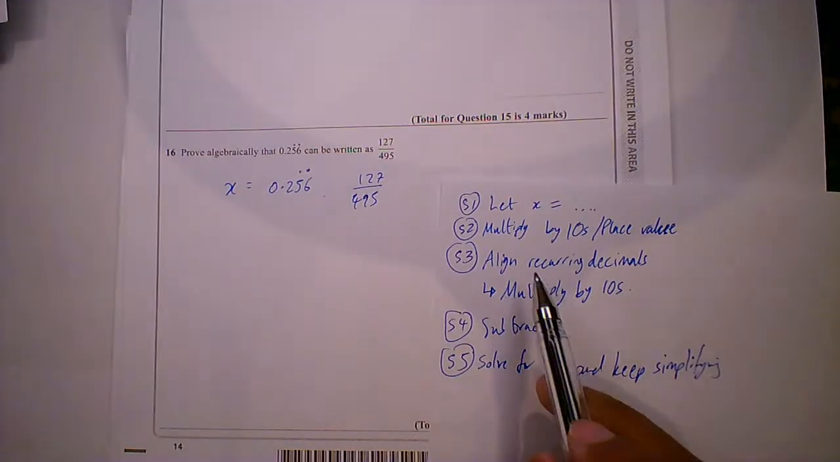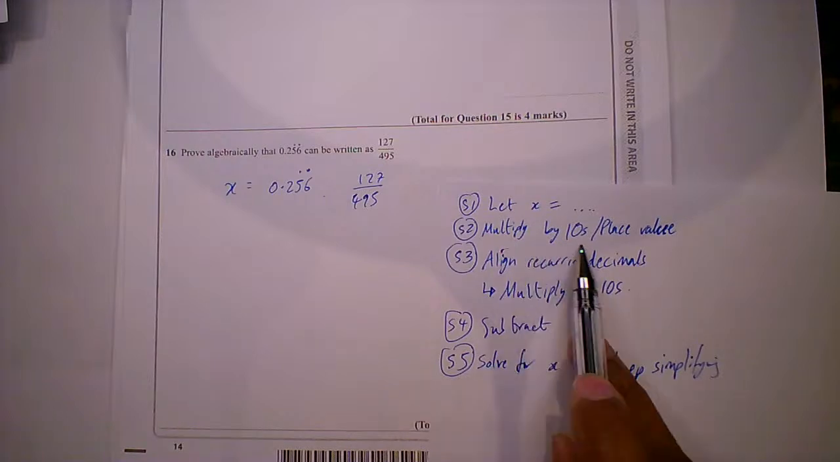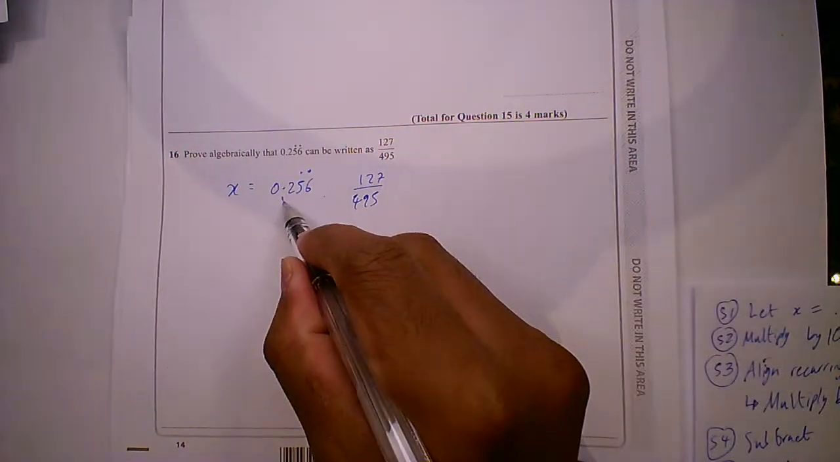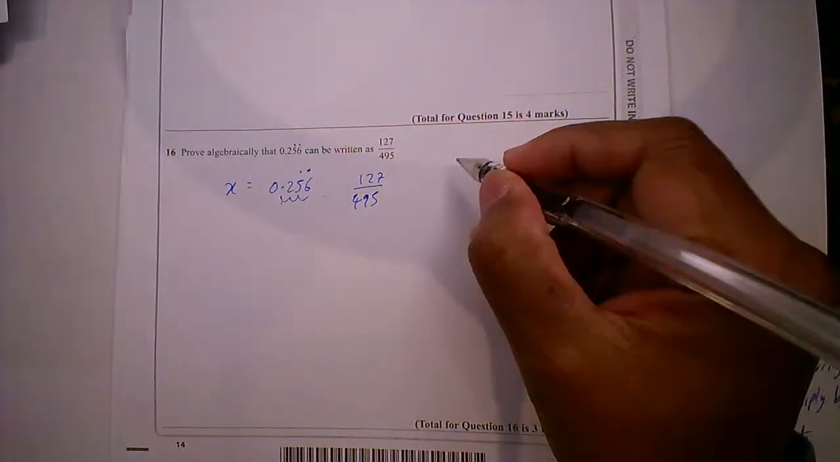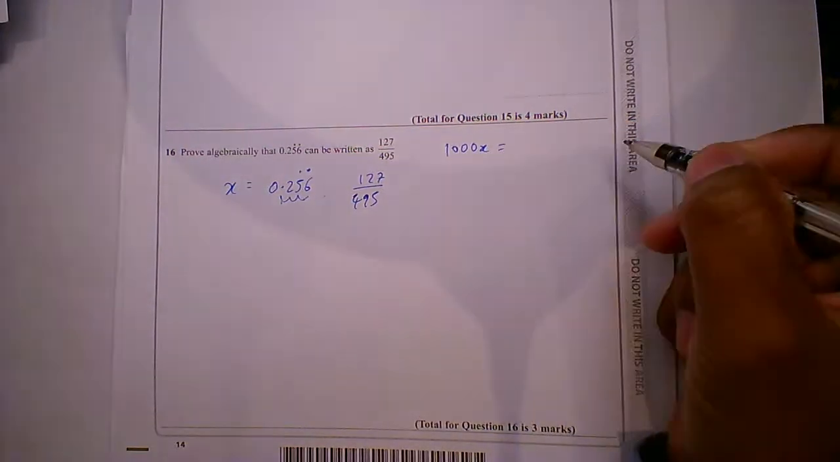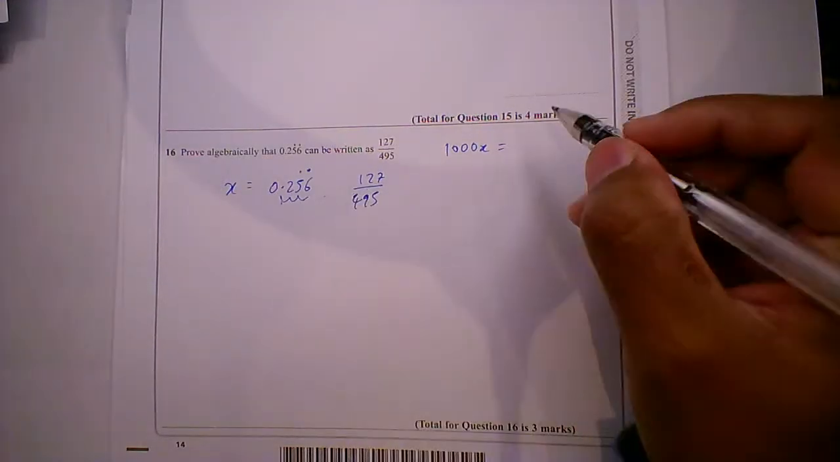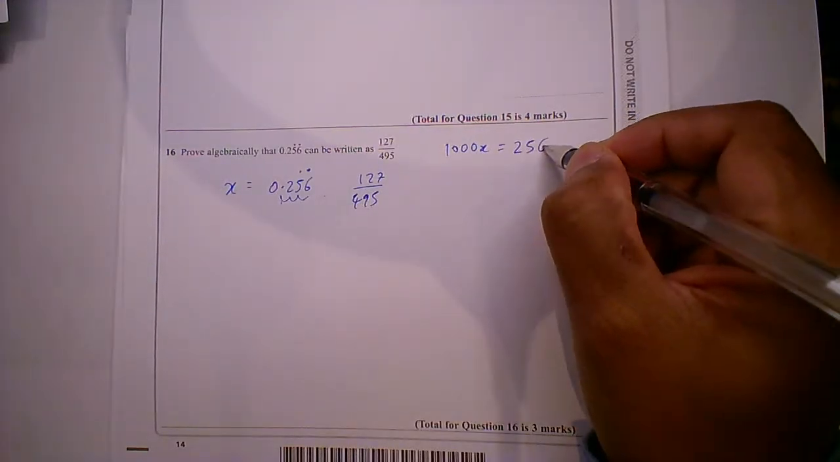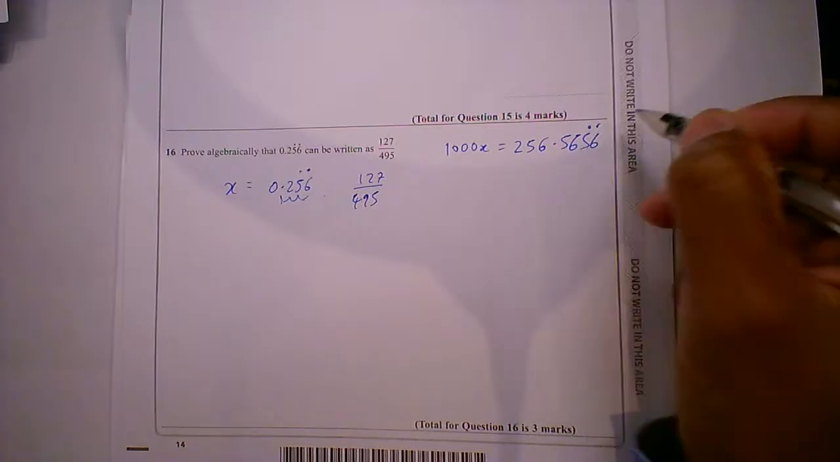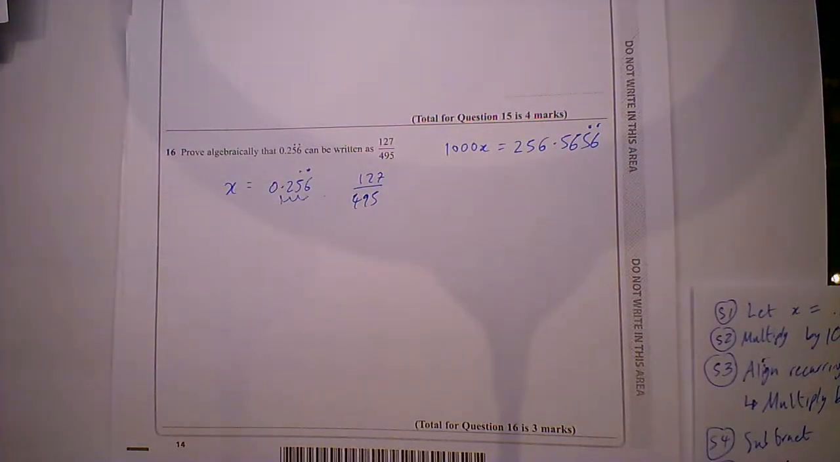Okay, and now I'm going to look at my place values. Step 2, what am I multiplying by? My tens. How many place values do I have? 1, 2, 3 place values. So I'm going to call that 1000x equals 256.56, and the 56 is recurring. Okay, so that's my first thing.